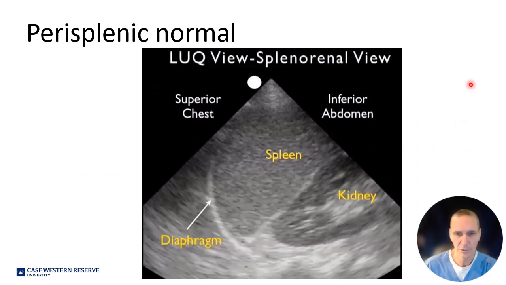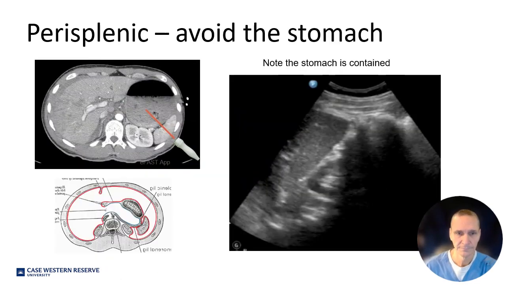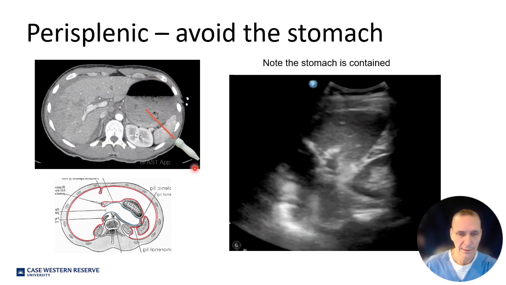This is a normal image. Spleen is here, the diaphragm's here, the kidney's here. Again, note how the spine is here, but you don't really see it here, and that's a sign of no fluid in the lung.